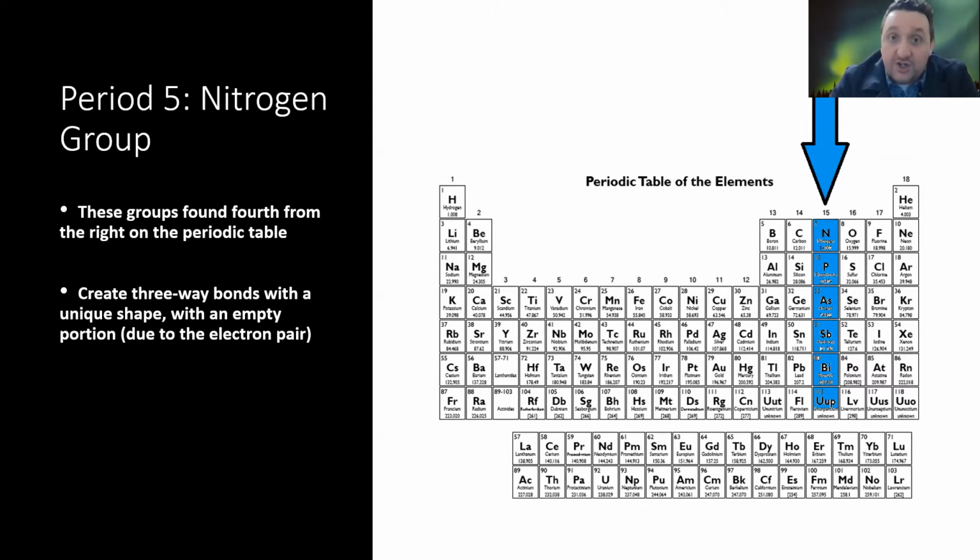Moving on to the nitrogen group, which is 4th to the right on the periodic table, creates 3 three-way bonds, but at the same time, it has an extra electron pair, so it creates a pyramid shape instead of a triangular shape, what we would see in the boron group.